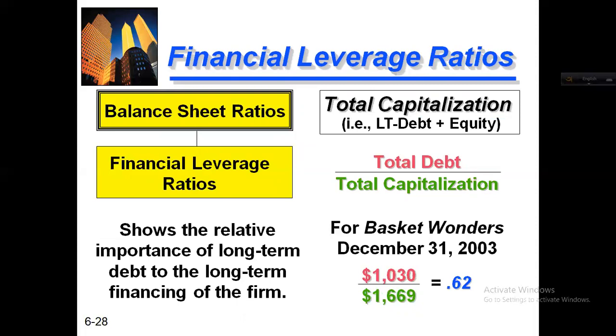Number three is the capitalization ratio. So what is capitalization? Capitalization is the combination of two items, long-term debt plus equity, which gives us total capitalization. So total debt divided by total capitalization, then we get 0.62. It shows the relative importance of long-term debt to the long-term financing of the firm.